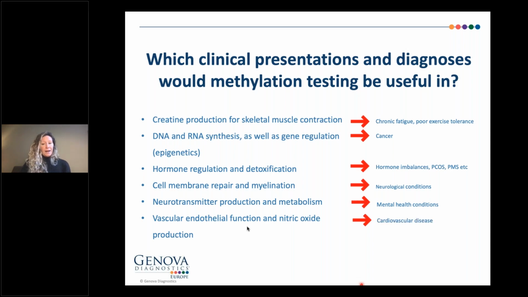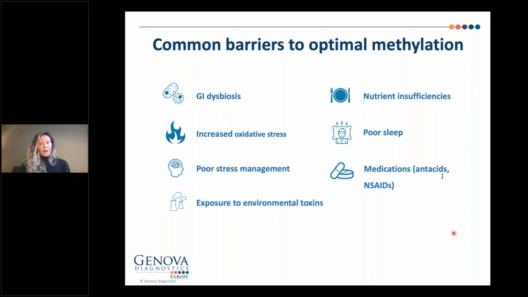And then finally, we have cardiovascular disease because of the fact that methylation plays an important role in endothelial function and nitric oxide production as well. So before I open the floor up for questions, I wanted to go over some of the common barriers to optimal methylation to further elucidate what kind of patient you may want to be offering this test to.